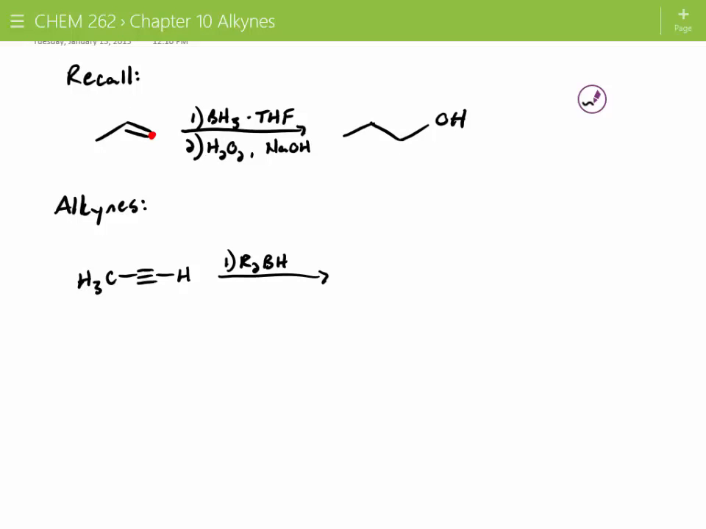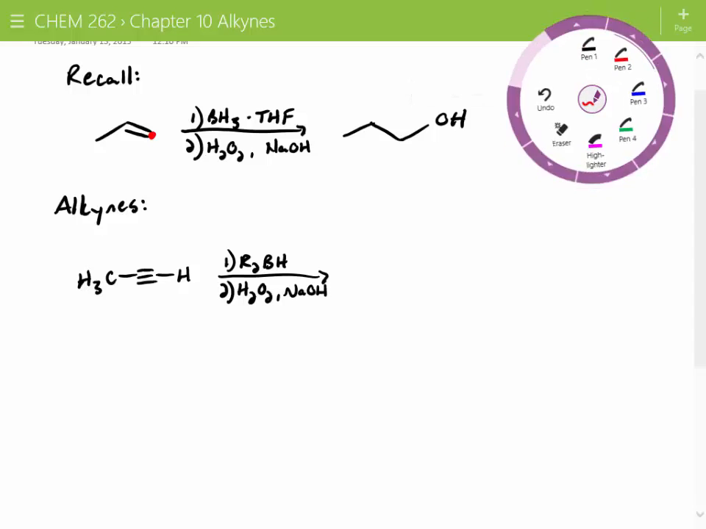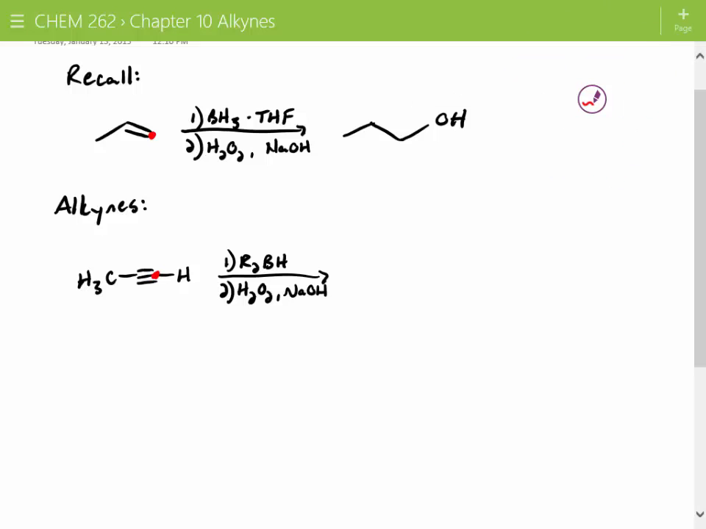In the second step, we still add hydrogen peroxide and sodium hydroxide. So very, very similar reaction. If we look at our anti-Markovnikov position, it's on that red carbon again on the less substituted side. So we can immediately say that we've got the alcohol installed there.